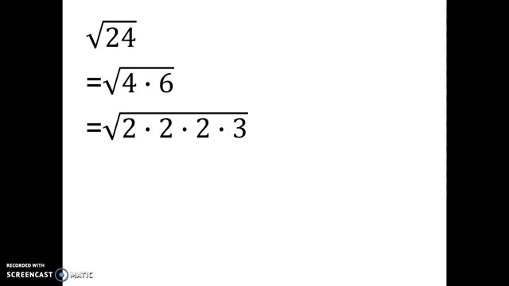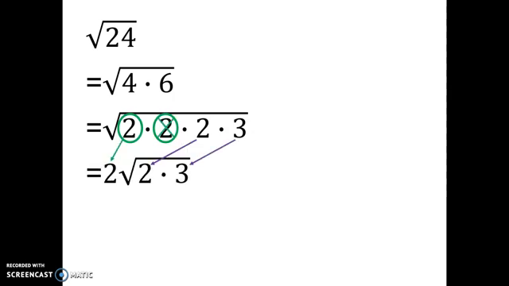Next, we're going to circle our pairs. We have a pair of 2s. Now, one of the 2s comes out of jail, the other one disappears, and the 2 and the 3 have to stay in jail because they don't have twins. And then we multiply together their finish up: 2 root 6.